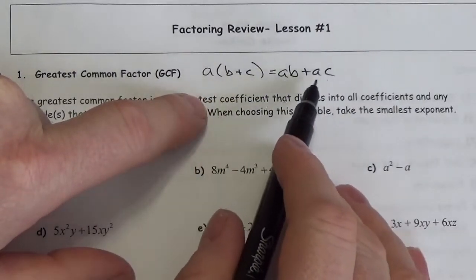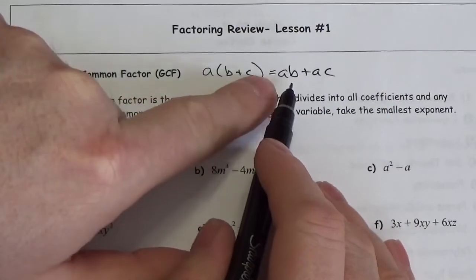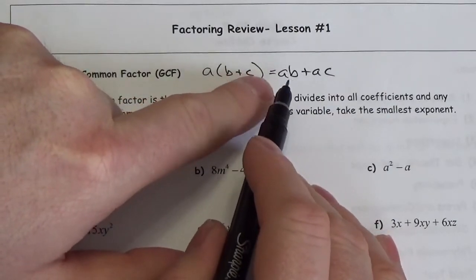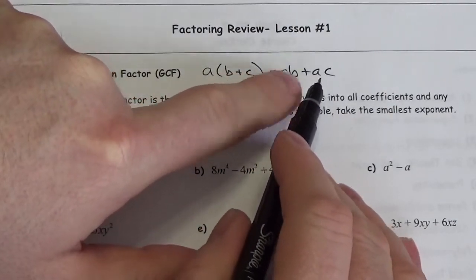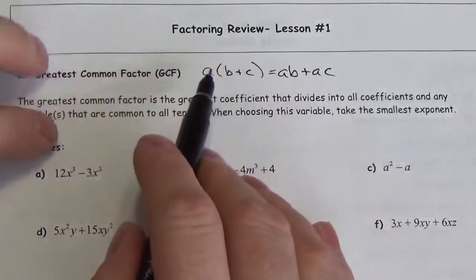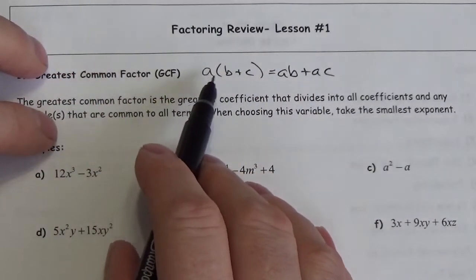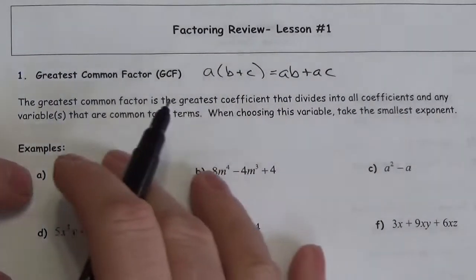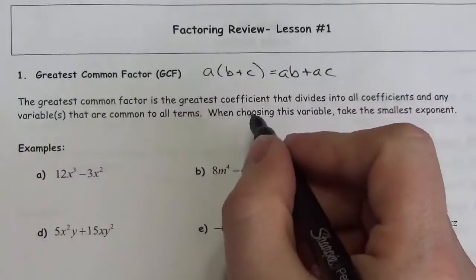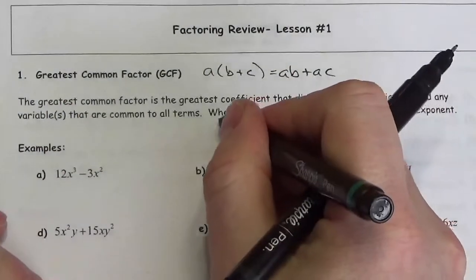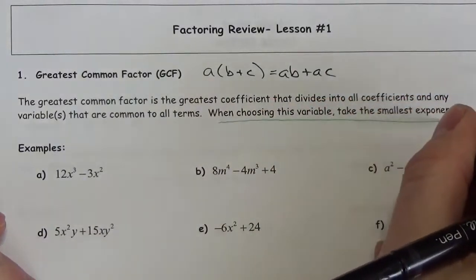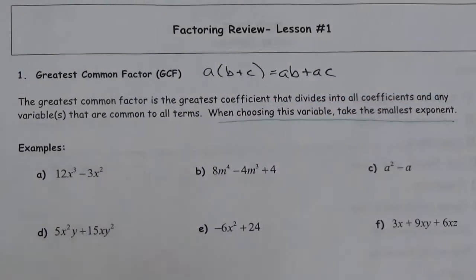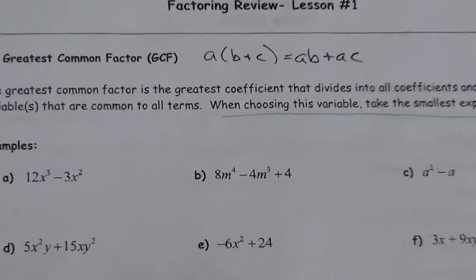I want you to look at each term and say, hey, I recognize this piece as being a factor here, and I recognize the A as being a factor here as well. So couldn't I just write it once out front instead of incorporated with every term? That's really what we're trying to do here. One little word of advice: when you're looking at the variable portion of this, you always want to take out the smallest exponent. Now let's go through a bunch of examples.